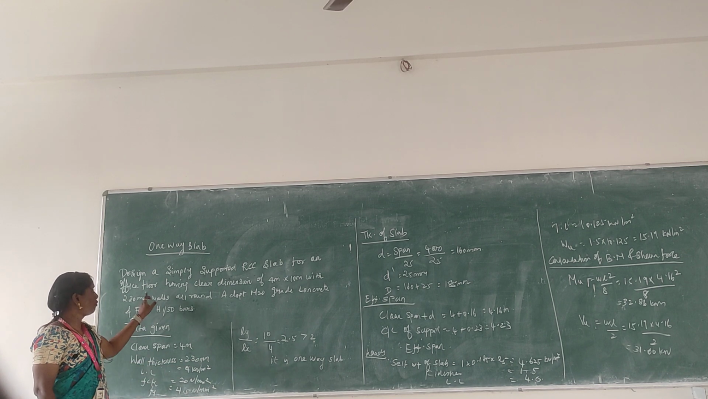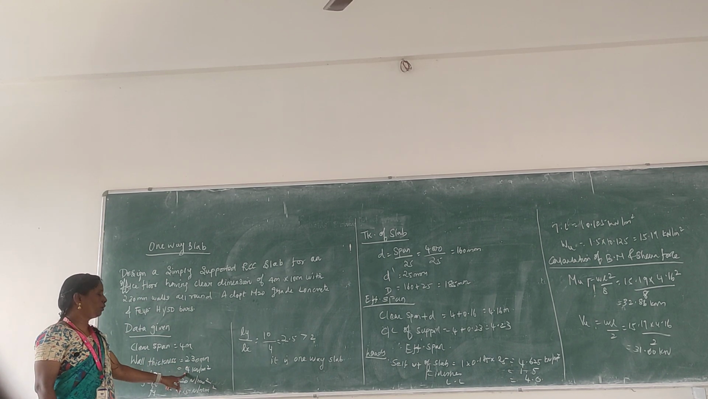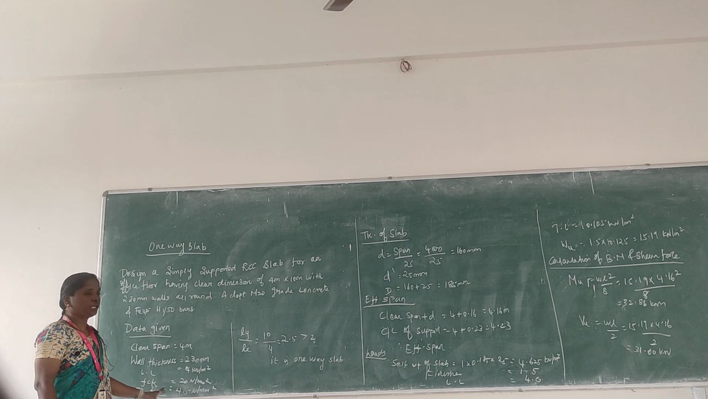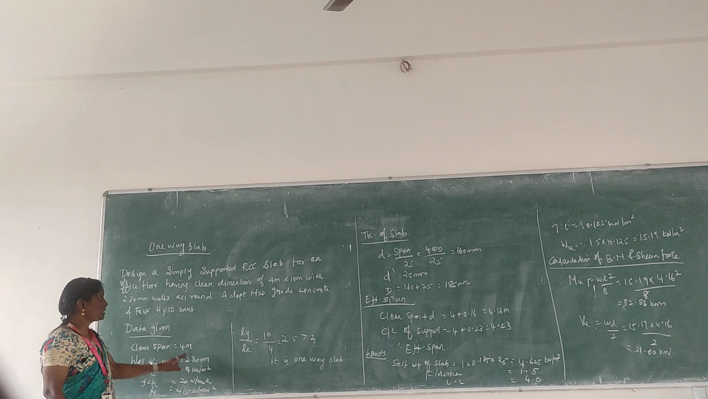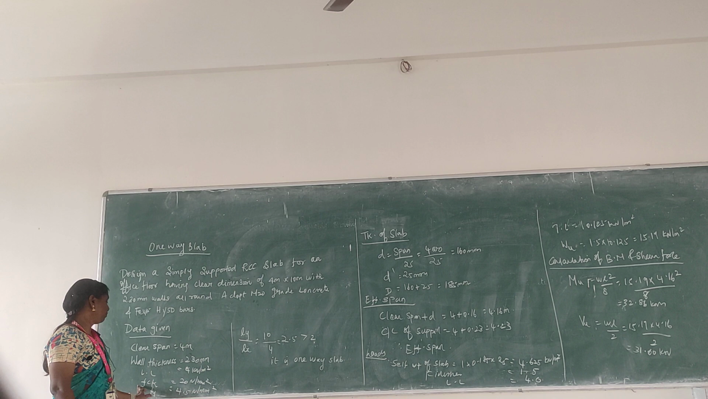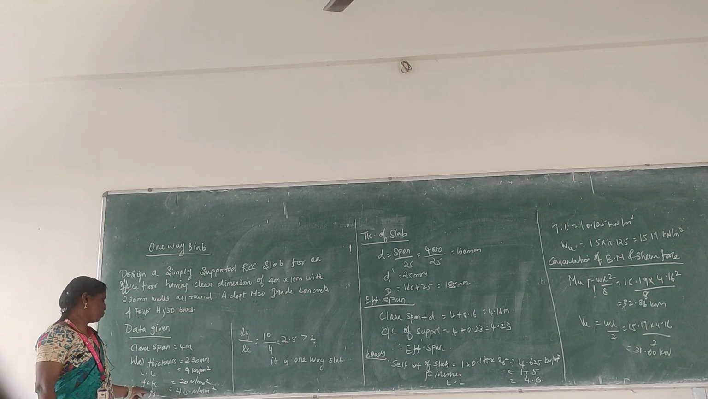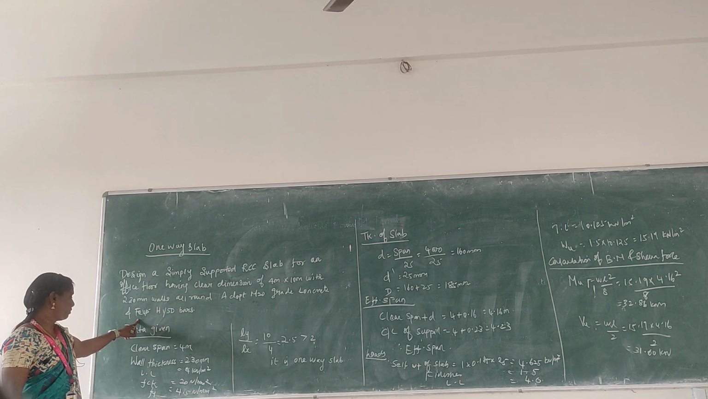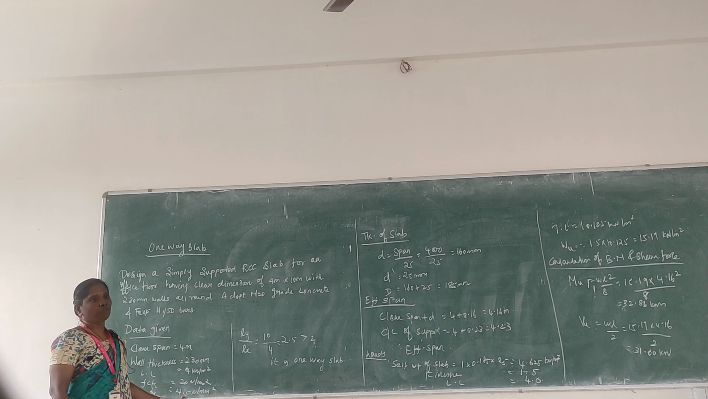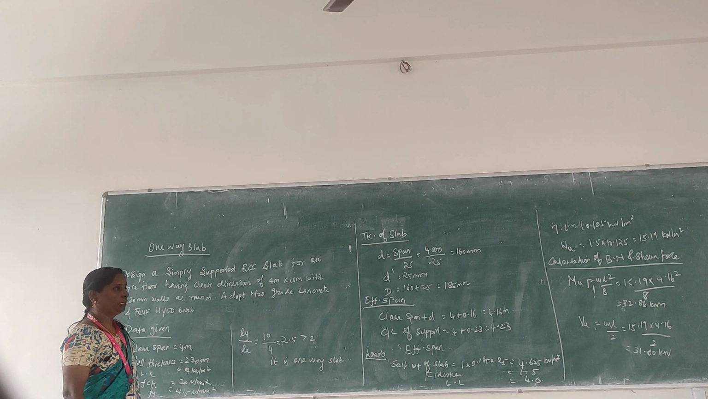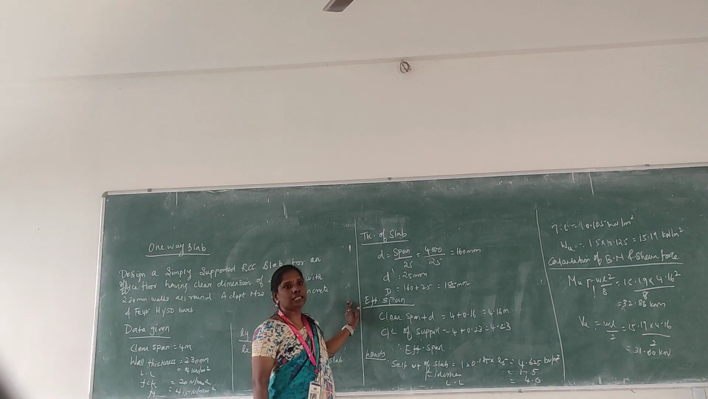live load for an office floor is 4 kilonewton per meter square, fck equal to 20, that is M20 grade, so for M20 grade fck is 20, and for Fe415 grade fy equal to 415 Newton per mm square. First step we are going to see the thickness of slab.